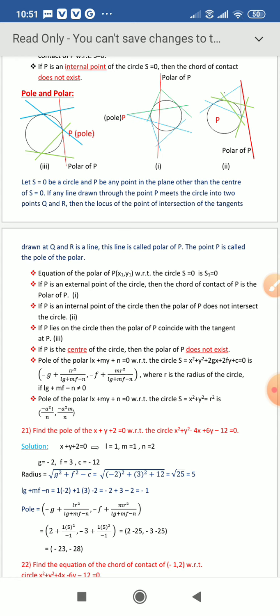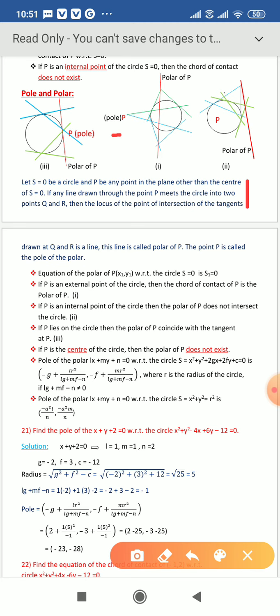Now this is the definition. Let S = 0 be a circle and P be any point in the plane other than the center. Why is that not the center? Next we discuss that case of S = 0.